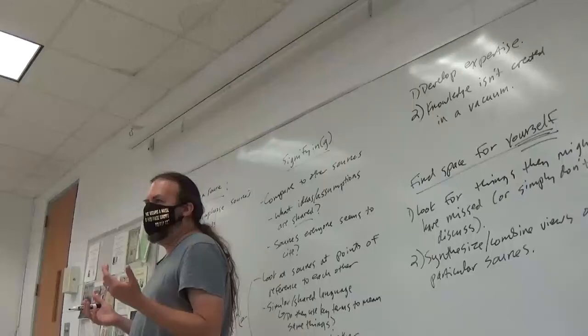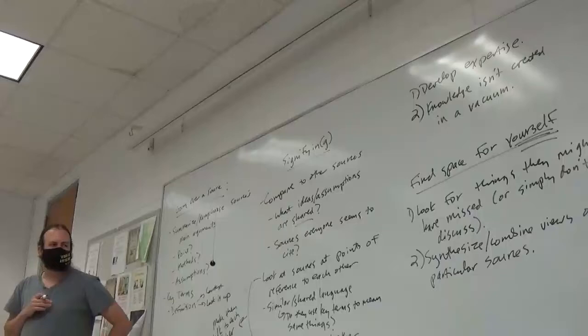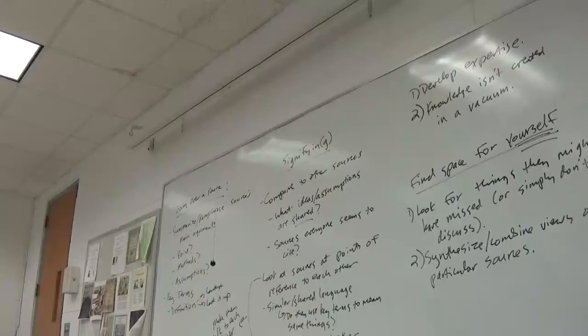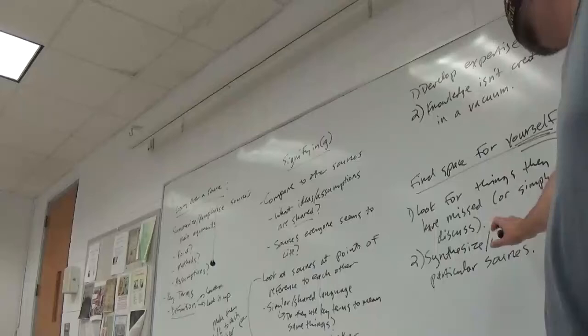So if you take source X and source Y and put them together, then okay, yeah, I think that's the right way to read this particular piece of evidence, right? This is especially a good idea when you're trying to come up with definitions for key terms, right? If people are defining certain things different ways, you might want to come up with your own definition that synthesizes a couple of different definitions together.